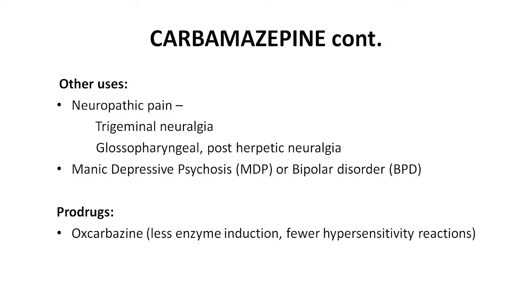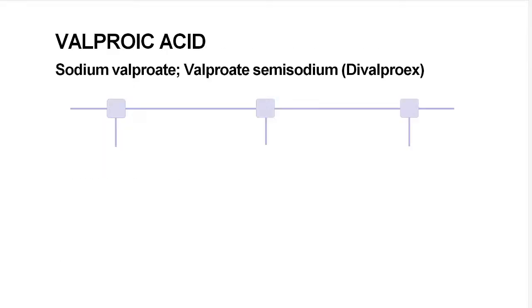Prodrugs of carbamazepine are now available as separate drug formulations. So there are two drugs which have come out. One is oxcarbazepine. It offers the advantage of having less enzyme induction, thereby causing fewer drug interactions, and also causes fewer hypersensitivity reactions. Then there is another formulation called eslicarbazepine, not available in India, exclusively developed and marketed in the US. So these are newer prodrugs of carbamazepine.